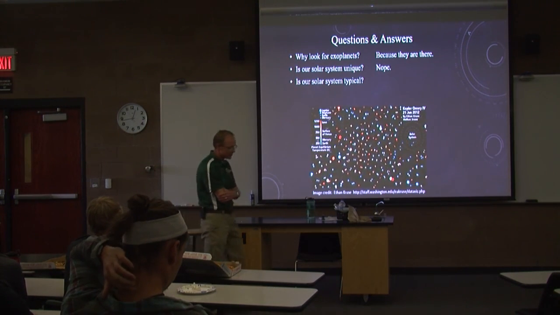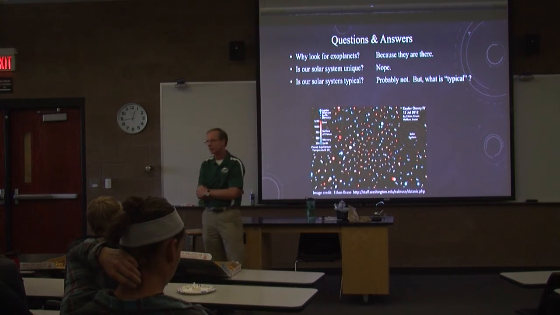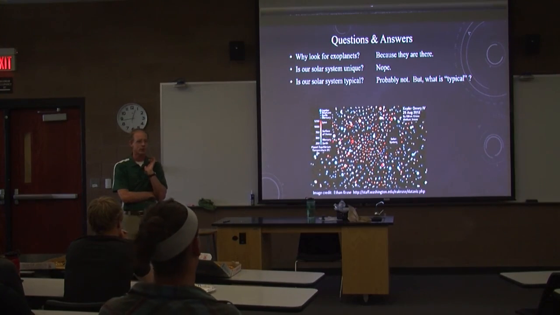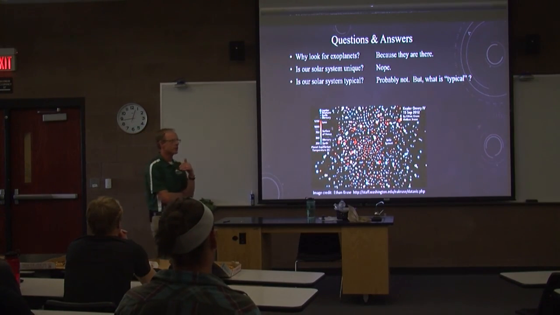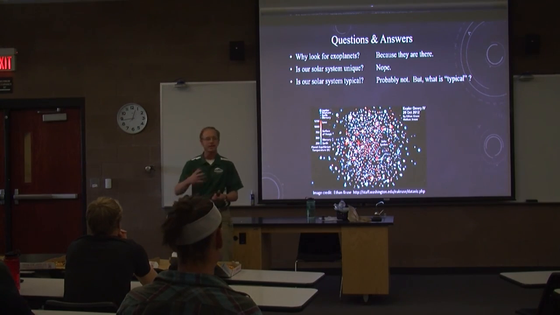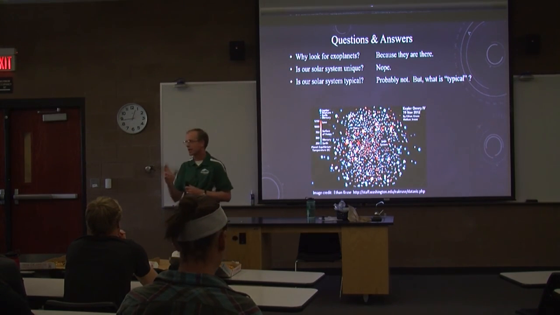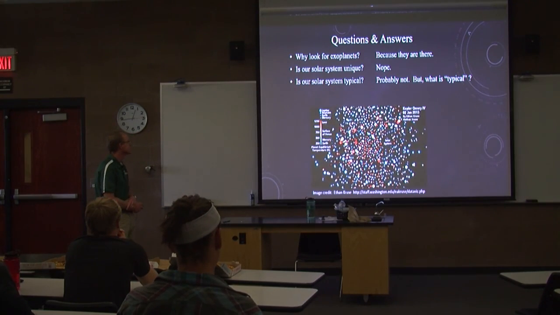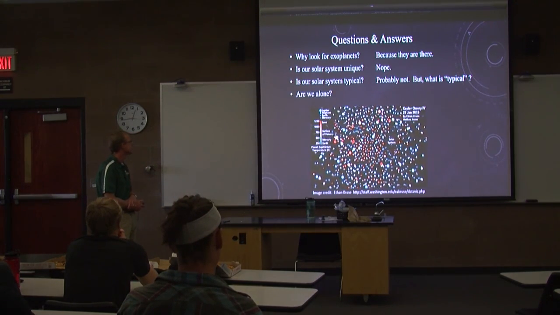You might wonder whether we're typical. The answer to that is probably not, but you would probably have to define what typical means, right? So if you look at what we've discovered so far, most of what we've discovered so far looks nothing like our solar system. Well, okay, you have a star and you have some planets, but that's about where it ends. The sizes of the planets and so forth vary significantly compared to what we are experiencing here.